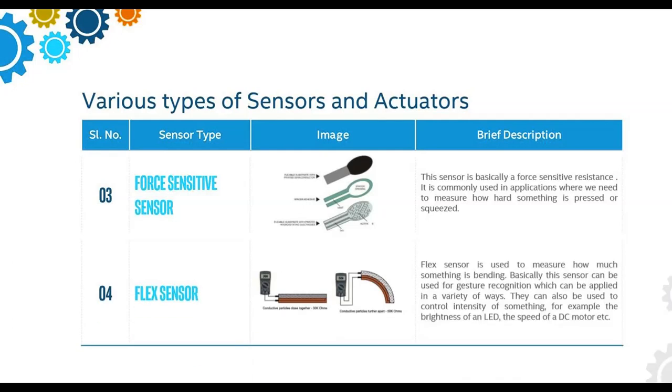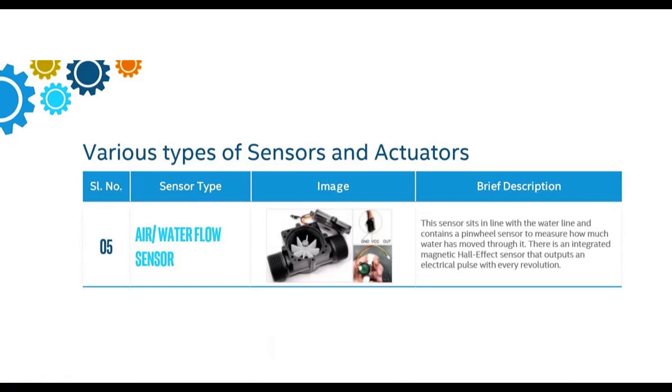We have a flex sensor. A flex sensor is used to measure how much something is bending. When a finger is bent, we can measure the flexibility of that finger itself. Basically these sensors can be used for gesture recognition, which can be applied in a variety of ways. They can also be used to control the intensity of something, for example the brightness of an LED or the speed of a DC motor. On the basis of the bending of that device, we can control the brightness of an LED or the speed of a DC motor. So this is one of the sensors we can use in an electronic circuit.